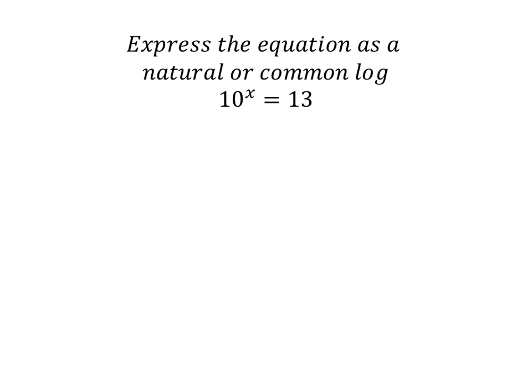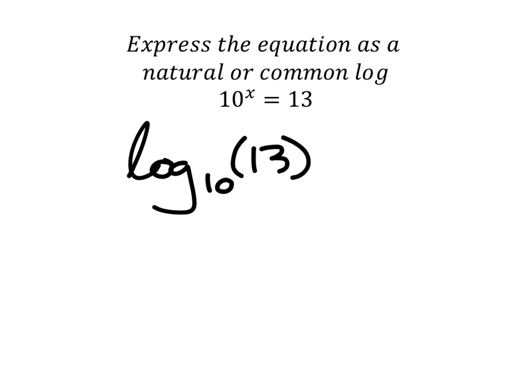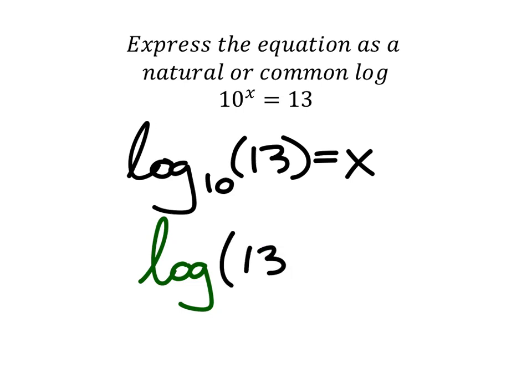Express the equation as a natural or common log. Once again, that's a base 10, so you could take it straight to a log, right? But for some of us, it's helpful to see this as a log first. So it's log base 10 of 13 equals x, because that's the exponent right there. But log base 10, once again, is the common log, so we don't need to write that base 10 in there. Common log of 13 equals x, and we're done.